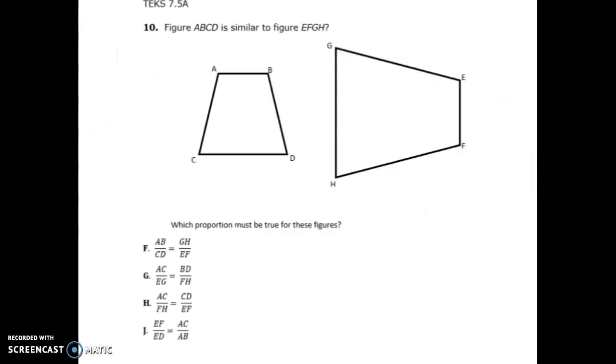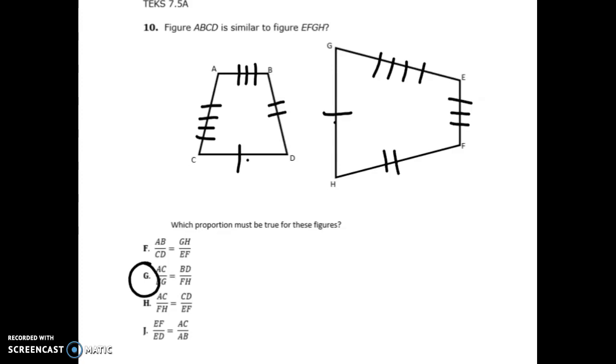Number 10. We have two similar figures. You may want to mark which sides are equal to each other with tally marks to help you. Or you can draw shapes, or you can color them, but we have to recall which shapes go together. So the only one that makes sense that would work, so that the one side goes with the one side, the 2 goes with the 2, and so on, would be G. So remember that your small and large shapes need to match up.